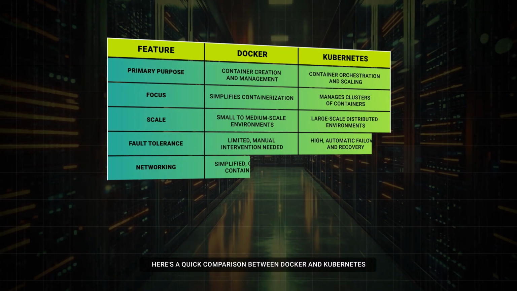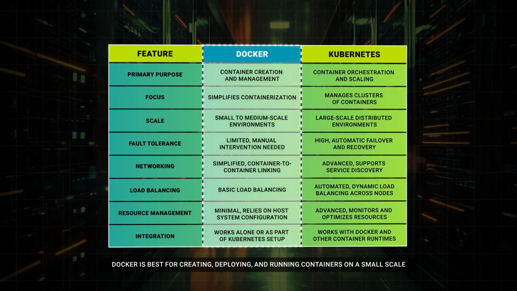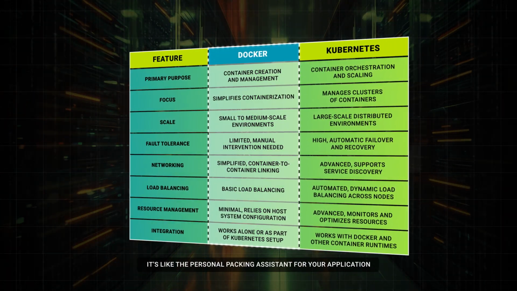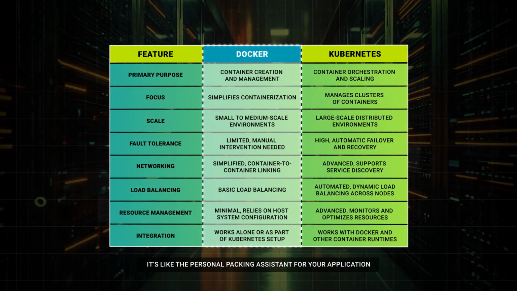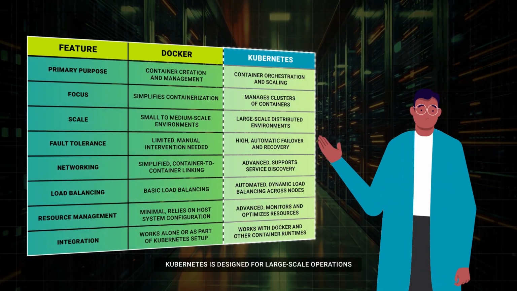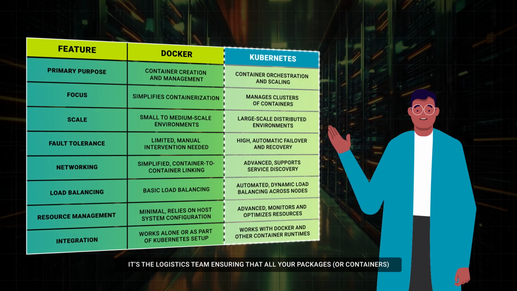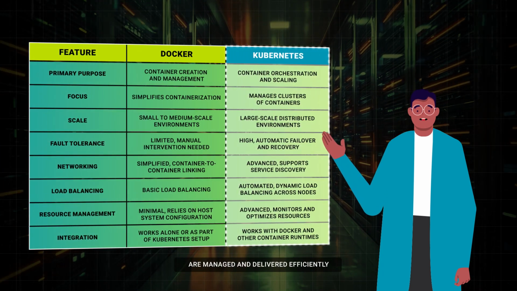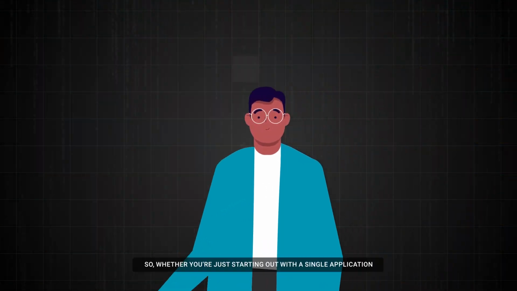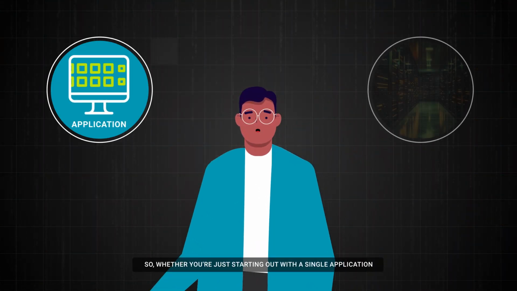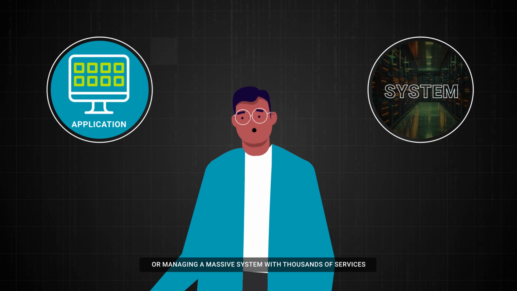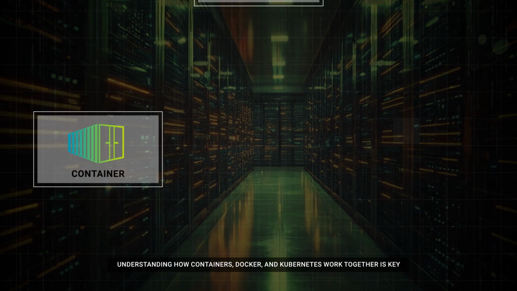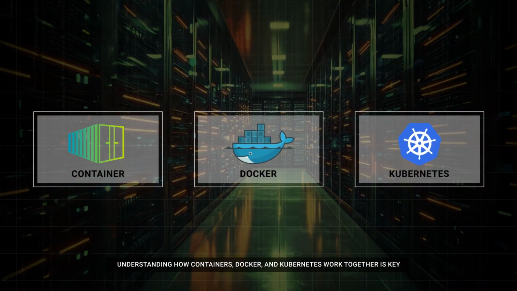Here's a quick comparison between Docker and Kubernetes. Docker is best for creating, deploying, and running containers on a small scale. It's like the personal packing assistant for your application. Kubernetes is designed for large-scale operations. It's the logistics team ensuring that all your packages or containers are managed and delivered efficiently. So whether you're just starting out with a single application or managing a massive system with thousands of services, understanding how containers, Docker, and Kubernetes work together is key.